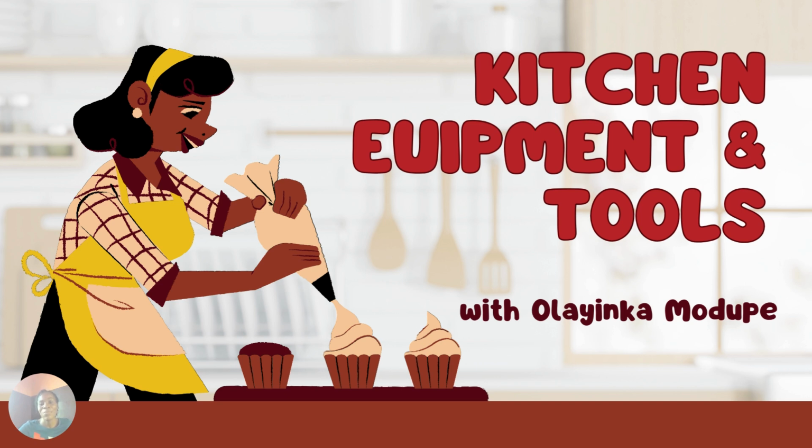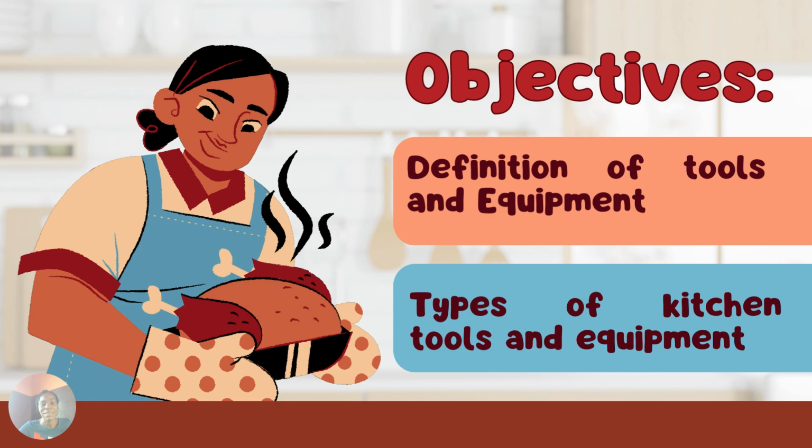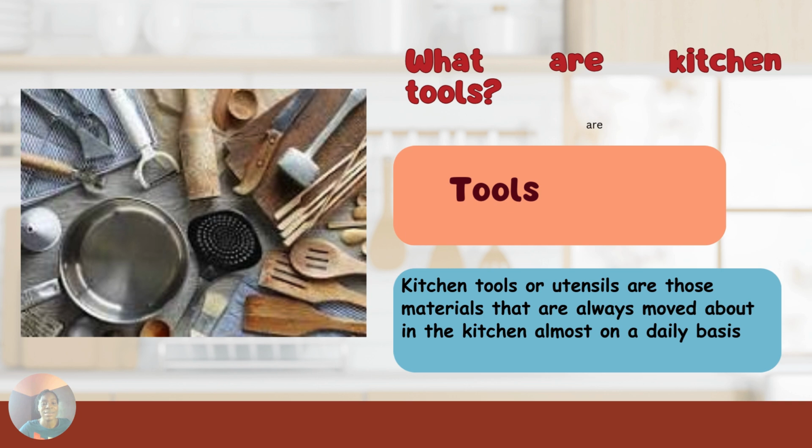Okay, so today we'll be looking at another wonderful topic in our food and nutrition class, and the topic is still on kitchen. Today we'll be looking at kitchen equipment and tools. At the end of this class, we expect that every one of you should be able to define equipment, define tools, and tell me the types of kitchen tools and equipment that we have. So come along with me as we look into the definition of tools and equipment.